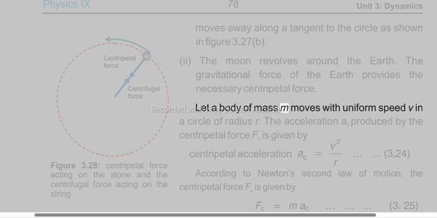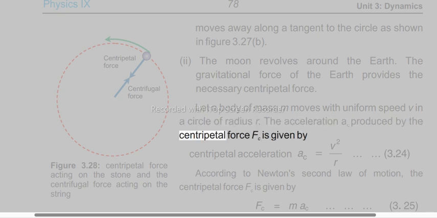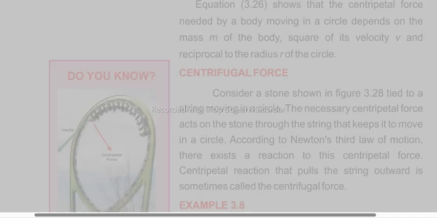Let a body of mass m move with uniform speed v in a circle of radius r. The acceleration produced by the centripetal force Fc is given by the centripetal acceleration. According to Newton's second law of motion, the centripetal force Fc is given by this. Equation 3.26 shows that the centripetal force needed by a body moving in a circle depends on the mass m of the body, the square of its velocity v, and is inversely proportional to the radius r of the circle.